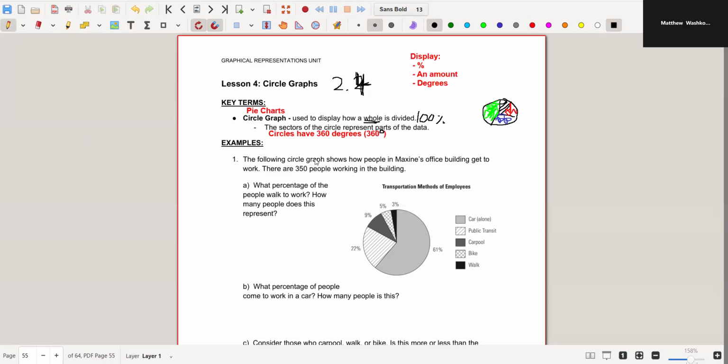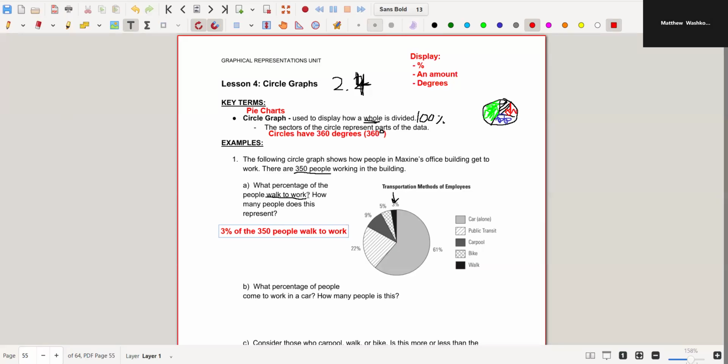So we're going to start here with how to read one. The following circle graph shows how the people in Maxine's office building get to work. And there are 350 people working in this building. So this entire graph represents 350. So what percentage of the people walk to work? Well, I'm going to look at my legend, right? We have one of these legends here. So the walk is this part, the shaded black. I can see it's 3%. So in terms of the first question, what percentage of people walk there? It's 3% of the 350 people who walk to work.